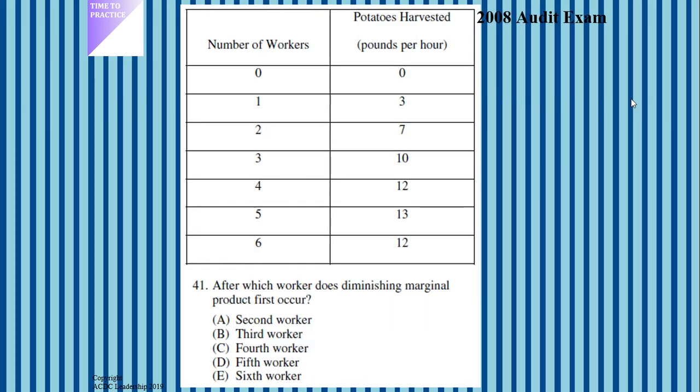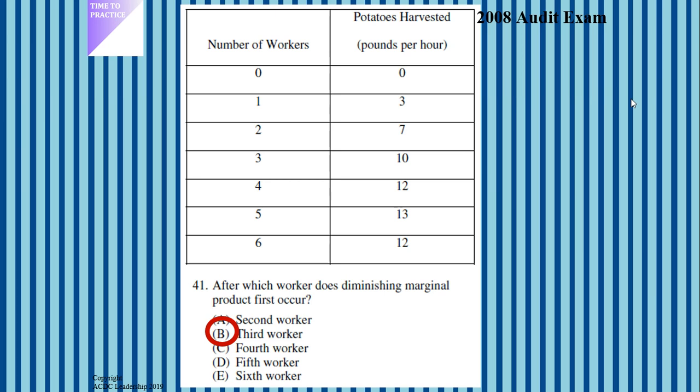Okay, so after which worker does diminishing marginal product first occur? When do we start to see it diminish? Think about that. Okay, which one is it? Fifth. Is that the third worker? Because again, this shows you the totals. This is showing you the total product. You got to think about marginal. And I'm guilty of that myself. A lot of times I'll forget that.